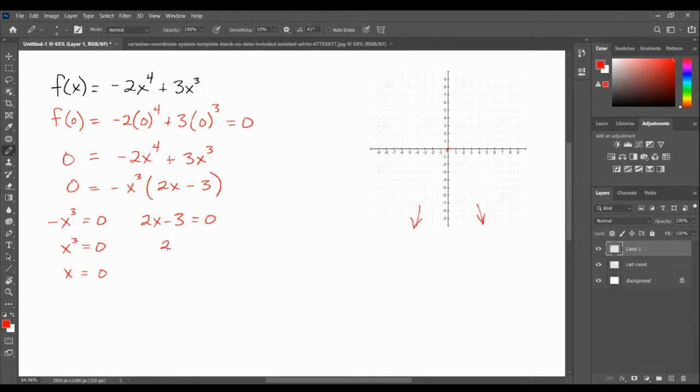Over here, add 3 to both sides. So x would be 3 halves. So that's our other 0. 3 halves is 1.5. That'd be right about there. Now we need to figure out what happens in between there. As a reminder, we also talked about multiplicity, and that's when your factor is raised to an exponent, like we have over here, this x cubed. And recall that an odd multiplicity passes through but has a little jog in it.